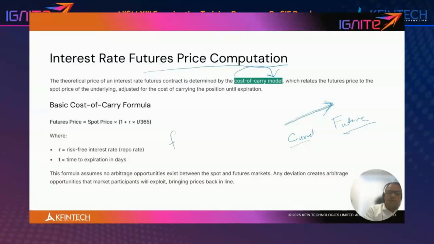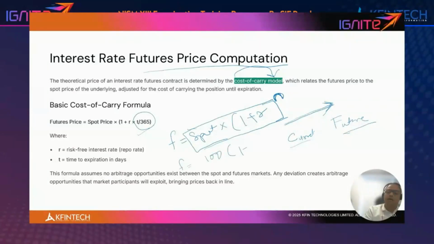So the futures price is spot price into 1 plus rate. Let's say for simplicity purpose, let's say it as rate. We'll not do T by 365 because this is for the time period. Let's say for the simplicity perspective, this is the future formula raised to n, in how many number of periods you want to go. So the futures formula for, say, suppose a spot price of 100 and the risk-free rate is at 6%, and I want to see 1 year down the line what will be my future price. This would be my futures price. The formula assumes no arbitrage opportunity exists between the spot and future markets.